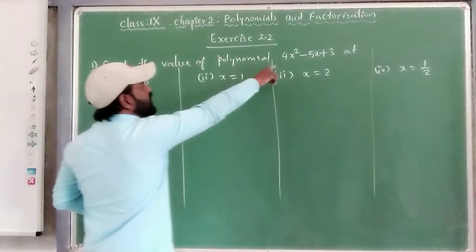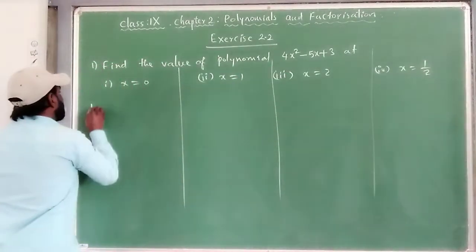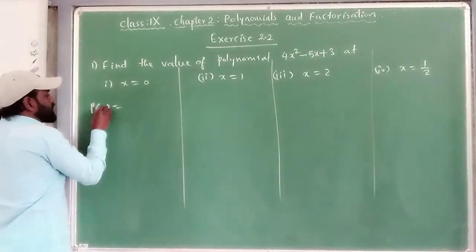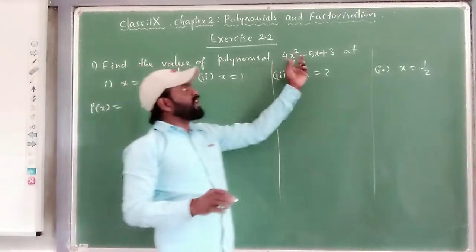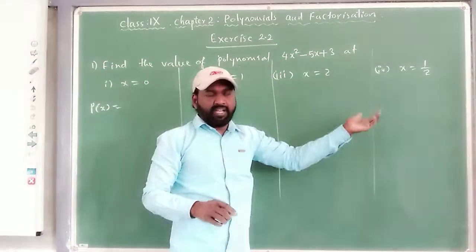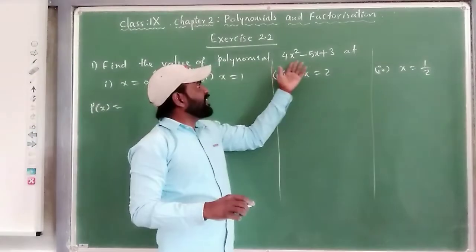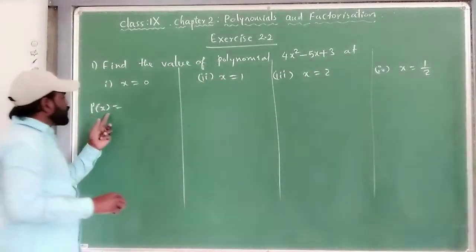So let this polynomial be p of x. The given polynomial is in the variable x, that is why we are taking it as p of x. If another variable y is there, we can write p of y, or p of k. P means polynomial, in which variable? X variable. That is why we are writing p of x.